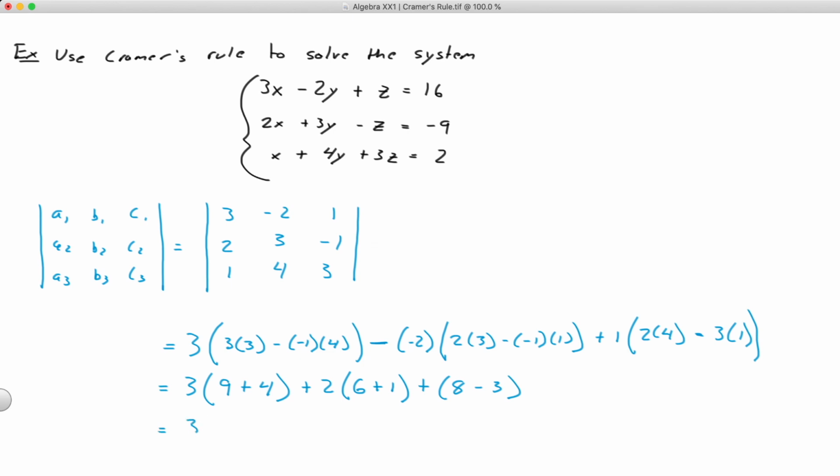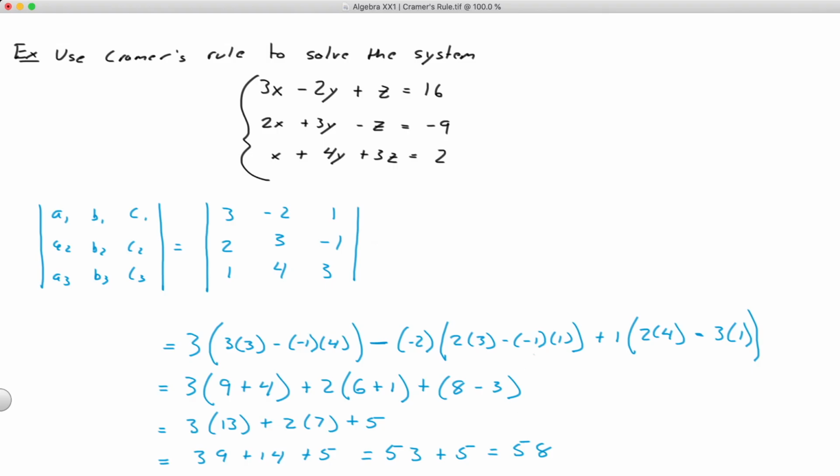9 plus 4 gives us 13, and so we have 3 times 13. 6 plus 1 gives us 7, and so we have 2 times 7. 8 minus 3 gives us 5, and so we have plus 5. Or in other words, 3 times 13, which would be 39, plus 2 times 7, or 14, plus 5. 39 plus 14 gives us 53. 53 plus 5 gives us 58.